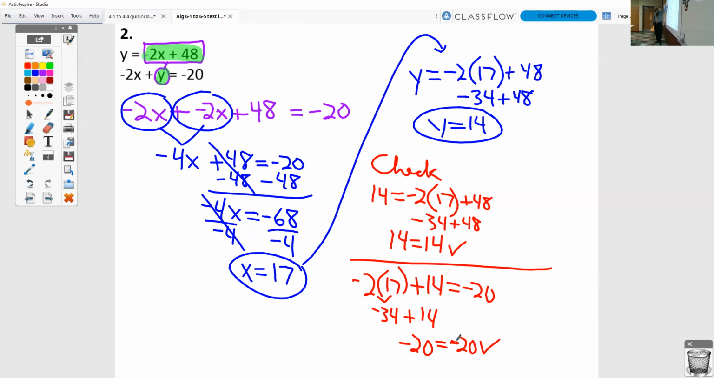I chose that top equation to sub it into. You could choose the bottom, but I think the top is easier. You get y equals 14. Then you do your 2 checks. Questions on number 2? All right, take a look at question number 3.